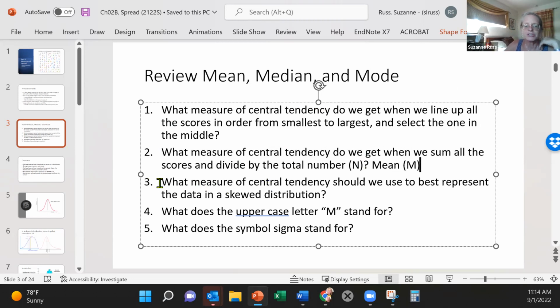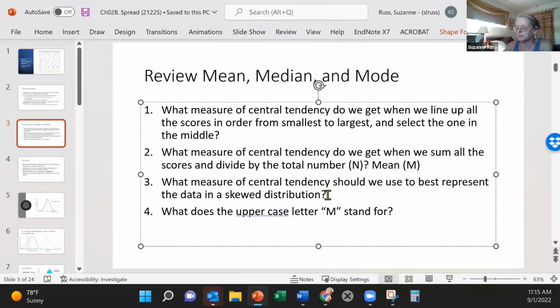And number 3, what measure of central tendency should we use if we have a skewed distribution? A skewed distribution. We talked about mean, median, and mode, which is going to be best if the distribution is skewed. Okay, Shannon, correct. Stephanie, yes. Lyle, excellent. Sean, Tiana, good. You guys are right on top of your game.